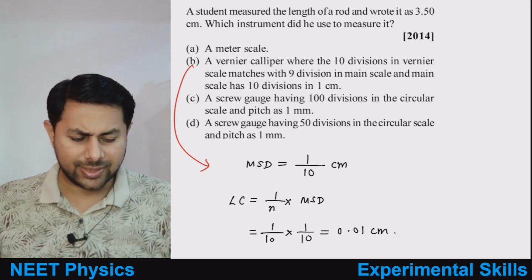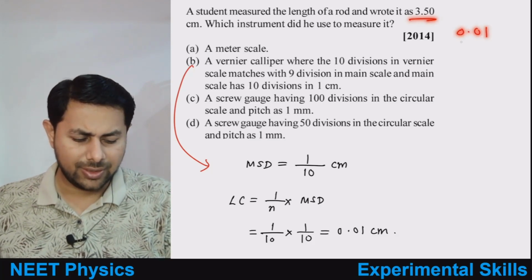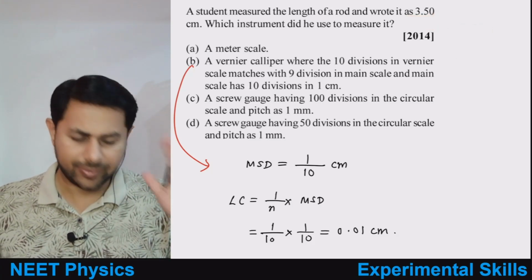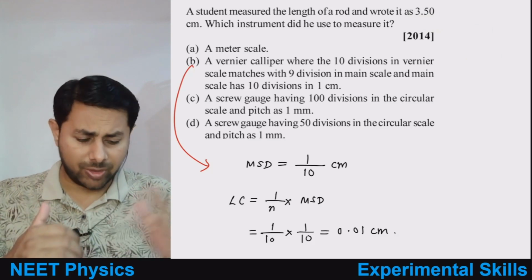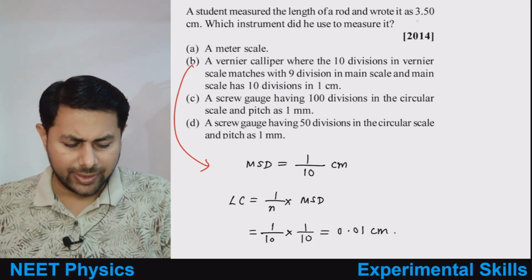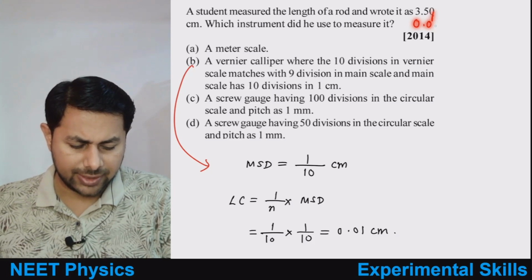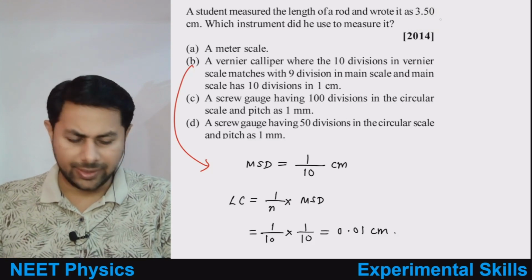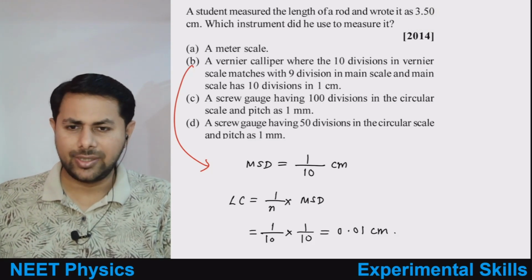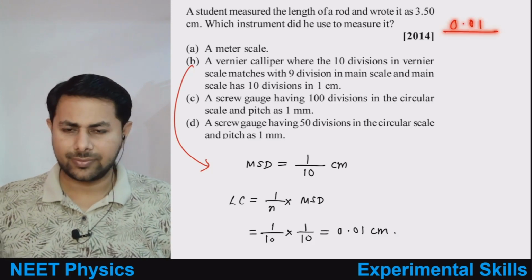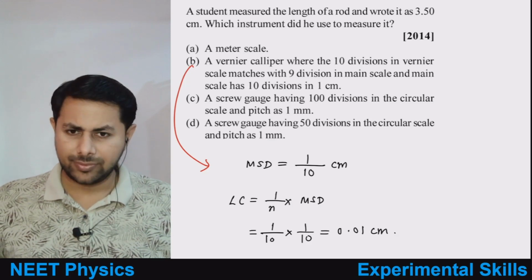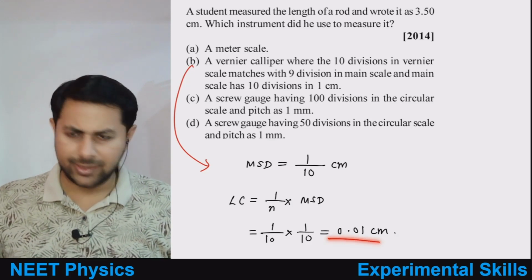Okay, you found the least count already. It's 0.01 or 0.02. Look at the last digit, the number of digits after the decimal point. See the last digit, it is even, so either it can be 0.01 or 0.02, right? If it was odd, then it could be just 0.01. Is this clear, tell me. Okay, so that's why this is the answer.